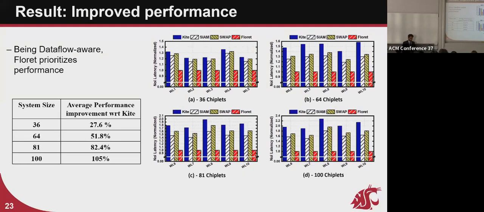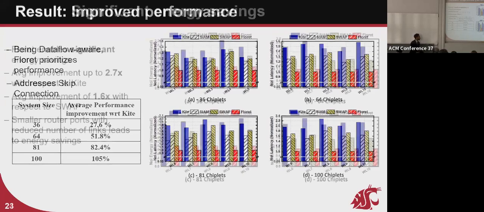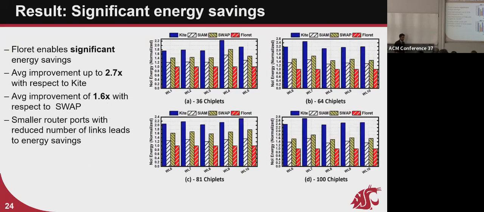FlowRate prioritizes performance, and we are able to address the skip connections we have considered because they flow through the NOI. Let's look at the energy savings, which is a byproduct of lower power consumption. We're having smaller routers, where FlowRate enables significant energy savings of about 2.7 times with respect to Kite.